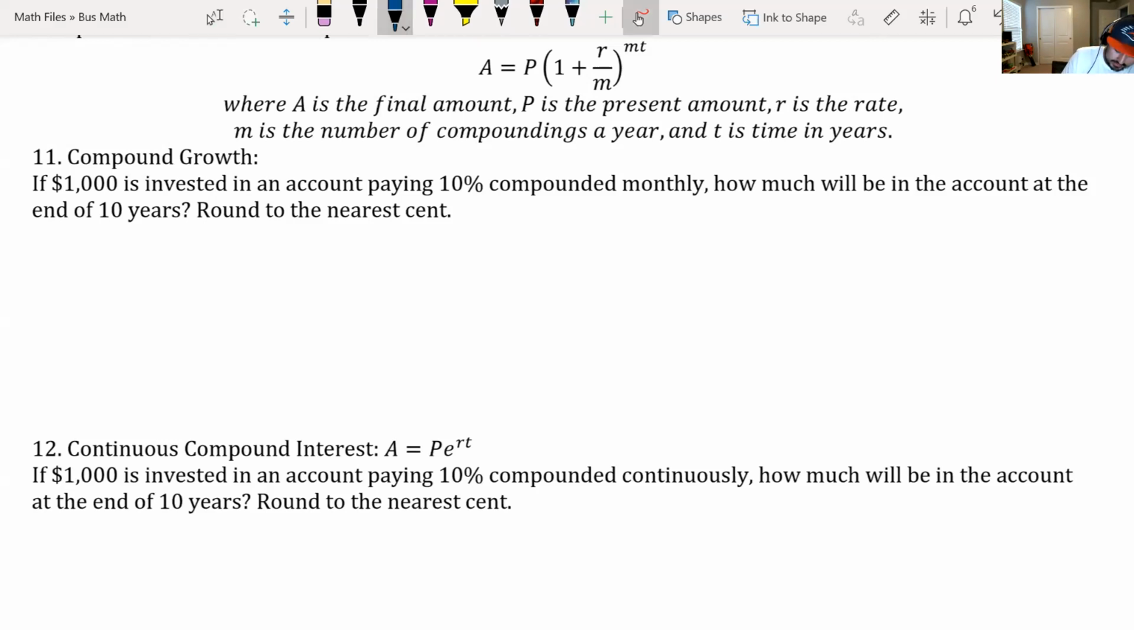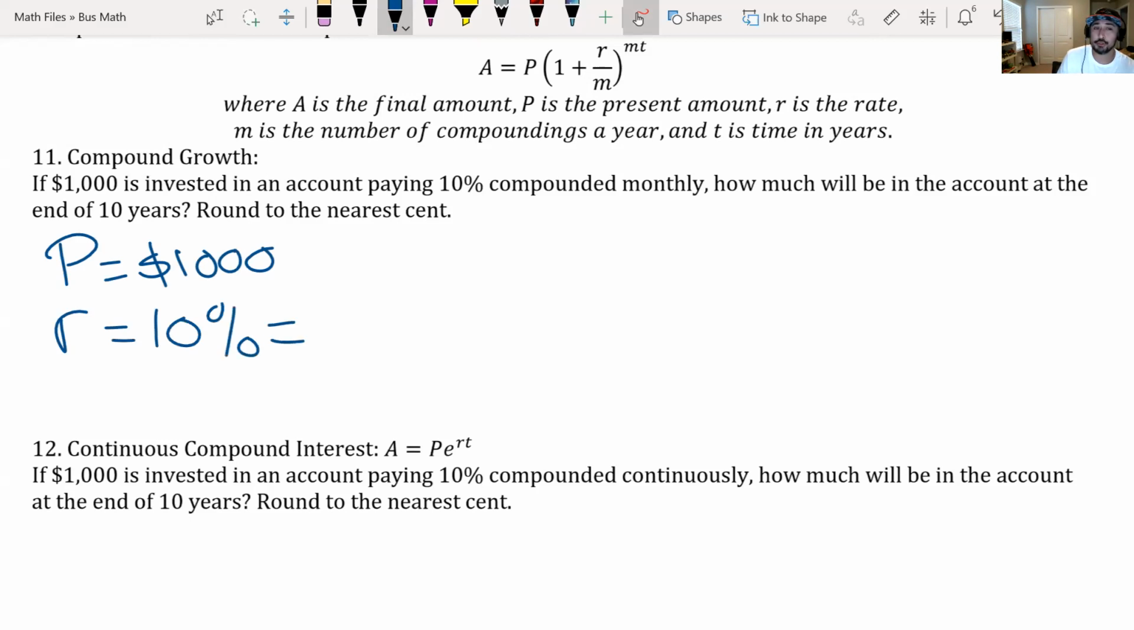So what we say is P equals 1,000. Then the next piece it's saying is that we are given a rate of 10%. So my rate is 10%. But remember, you always must convert percent to decimal. 0.1 represents 10%.